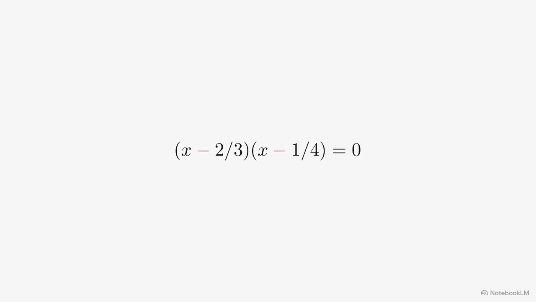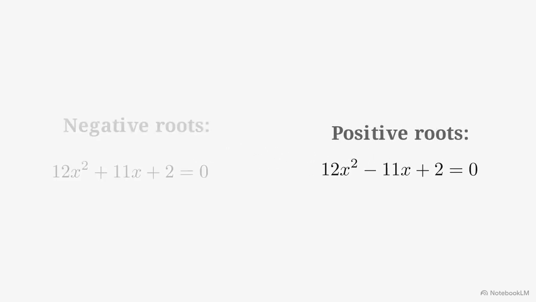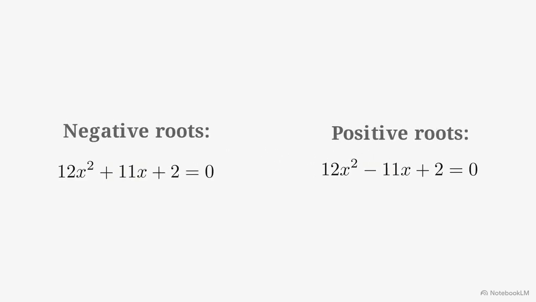Since these roots are positive, the minus signs from our formula remain. Our factors are x minus 2/3 and x minus 1/4. Expanding these and multiplying by 12 results in 12x squared minus 11x plus 2 equals 0. Compare this result to our original question. You can see how changing the roots from negative to positive flipped the sign of the middle term, while the rest of the equation stayed the same.